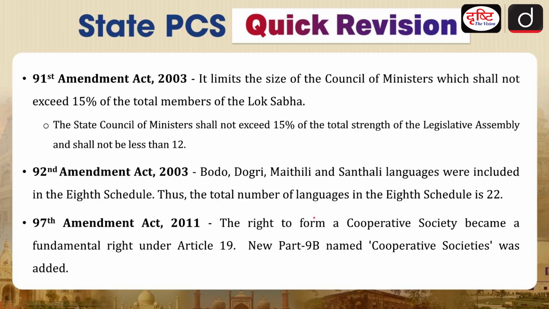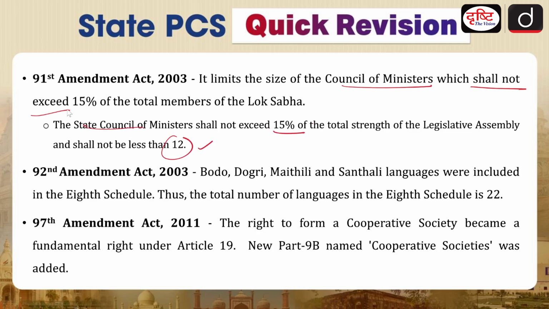Okay. Now moving further, 91st Amendment Act 2003 is talking about limiting the size of the Council of Ministers. Earlier there were ministers appointed and there was no cap. That cap was put by the Amendment Act passed in 2003. It says the Council of Ministers' size shall not exceed 15% of the total members of the Lok Sabha. The State Council of Ministers shall not exceed 15% of the strength of the Legislative Assembly and should not be less than 12. So there is a minimum as well as a maximum for the state assemblies' Councils of Ministers.